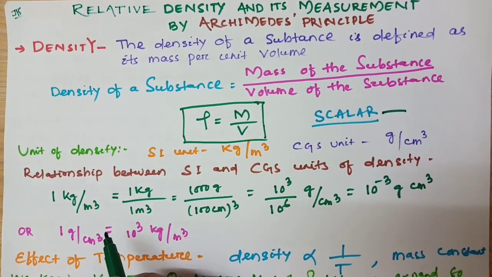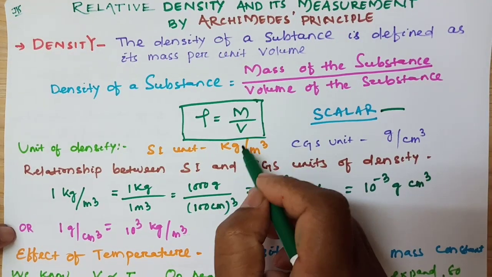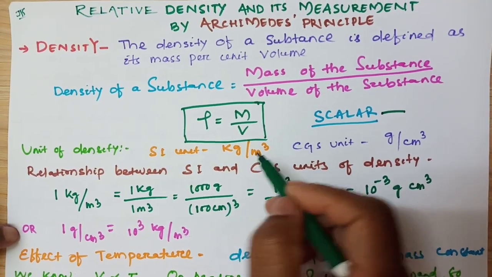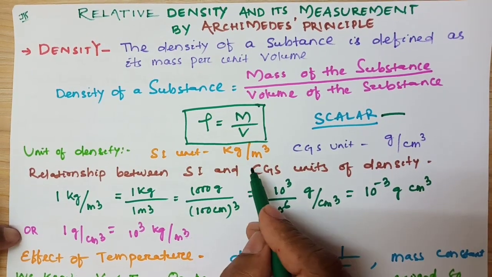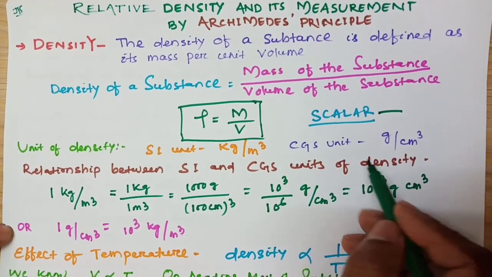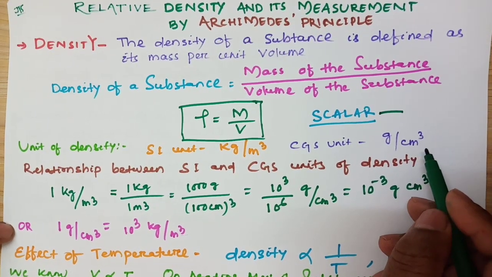What is the unit of density? You know, mass unit is kg and volume is meter cube. So the SI unit is kg per meter cube and the CGS unit is gram per cubic centimeter.